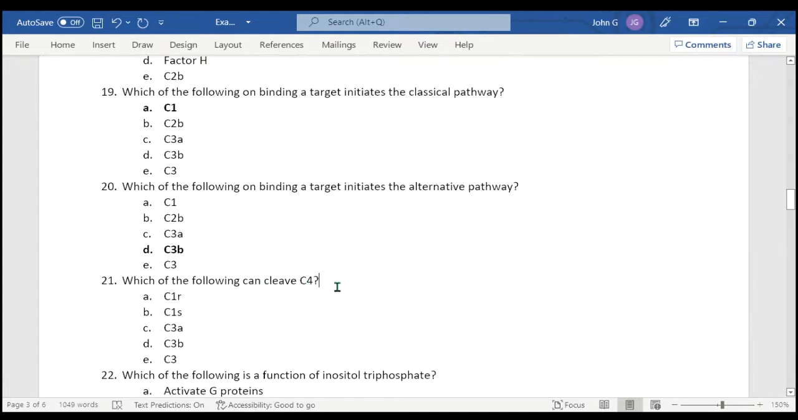Now, which of the following can cleave C4? That's going to be C1s. Remember, in the C1 protein, it's QRS. They're in alphabetical order, in the order that they get turned on. So C1q binds, that turns on C1r. C1r cleaves C1s, and then C1s can cleave C4 and C2.